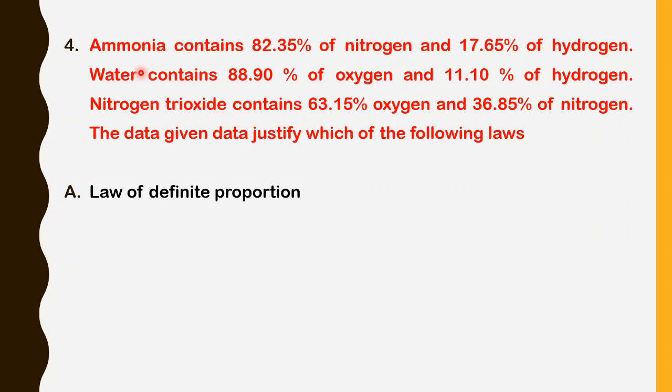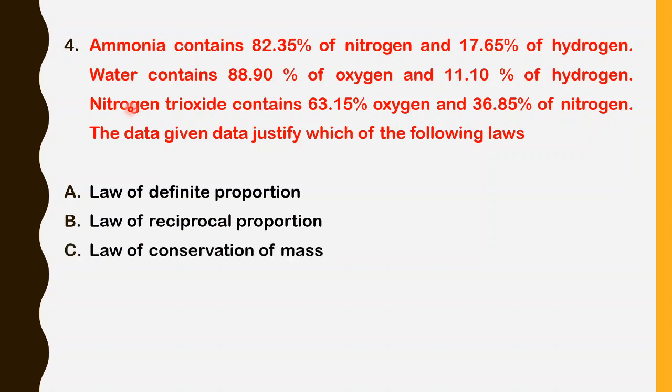With these data, where three different compounds are given, we have to find out which law it justifies. The first option is law of definite proportion, second option is law of reciprocal proportion, third option is law of conservation of mass, and fourth is law of multiple proportion.